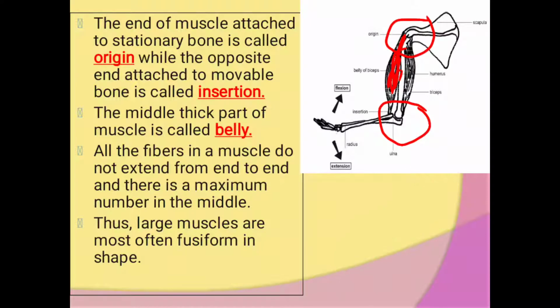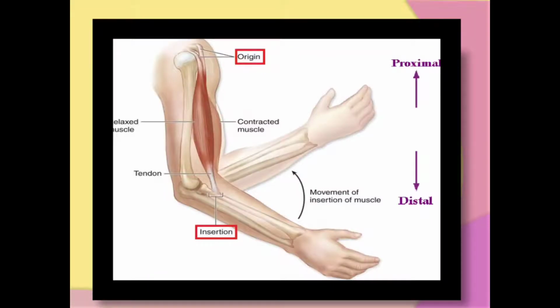Now the next thing that we are going to study. See, in detail I have shown you. Here these muscles are attached to the stationary bone, so that is known as the origin, and the muscles which are attached to the movable bone, that is known as the insertion.